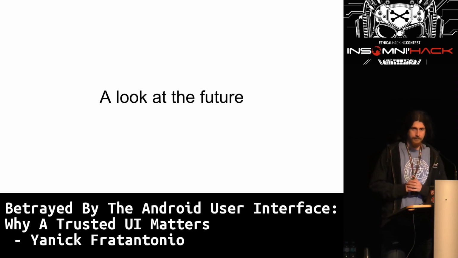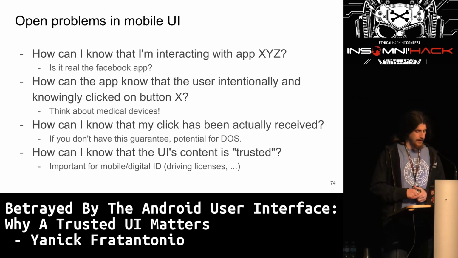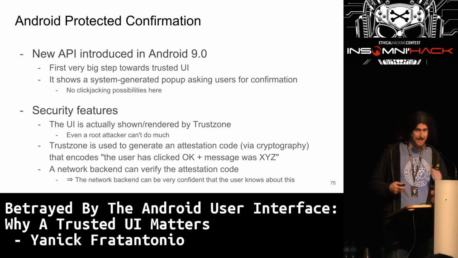So, I have a last couple of slides on the future of UI security. There are a bunch of open problems that I find interesting. So, understanding what kind of application I'm interacting with, or how can an app understand if the user clicked there intentionally or not, or preventing attacks by the OS, or understanding whether the content shown is actually trusted, and so forth. And some of these research areas have been explored already, and Google is doing some steps forward.